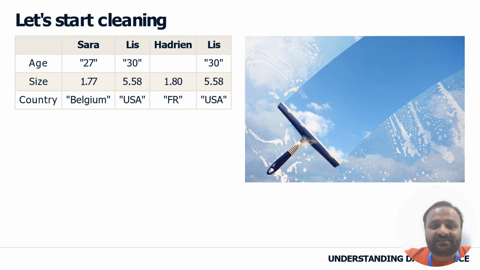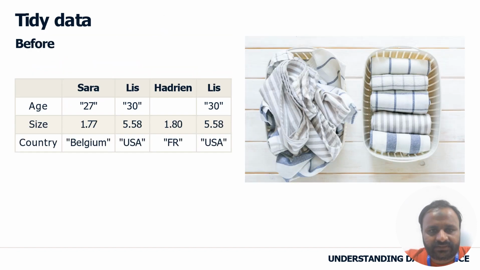So let's take a simple but dirty dataset and clean it together. Maybe you can already notice a few things in your dataset. Some features are available: Sara, Liz, Hadrian, and their age, size, and country. One fundamental aspect of cleaning data is tidiness. Tidy data is a way of presenting a matrix of data with observations on rows and variables as columns. This is not the case here. Our observations, like the people, are in columns and their features are on rows. As I said, Sara, Liz, and Hadrian are the people and their features are on rows, like age, size, and country.